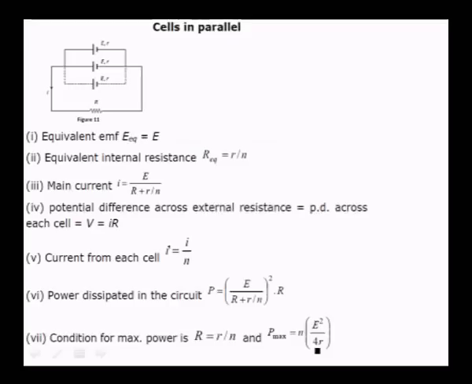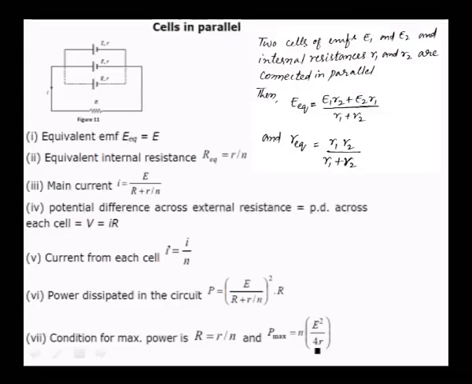Similarly, for parallel combination, when cells are connected in parallel, the effective EMF is equal to E only in the case of identical cells. The equivalent internal resistance is equal to r by n for the parallel combination. Then the current in the circuit is equal to this much. The potential difference across the external resistance is V is equal to IR, because we know the value of I. Similarly, the current from each cell we calculate, I dash is equal to I by n, only for identical cells.